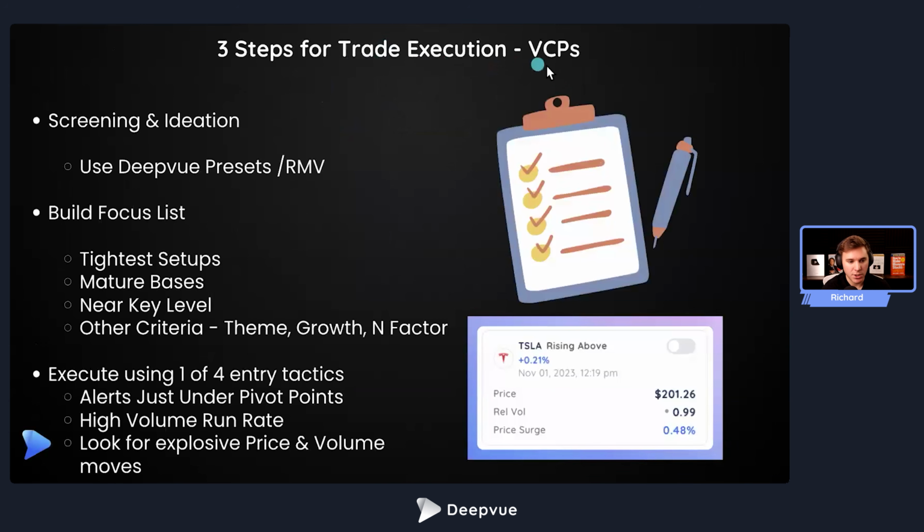Three steps for trade execution with VCPs. First is discovering the stock. You can't trade a stock if it's not on your radar, if it's not on your watch list. So you can use Deepvue presets and RMV to do that really, really quickly. And I'll show you guys exactly how to do that.